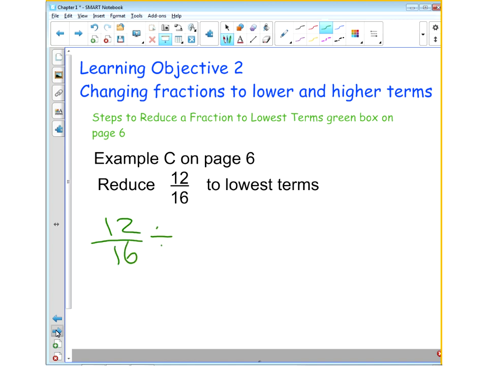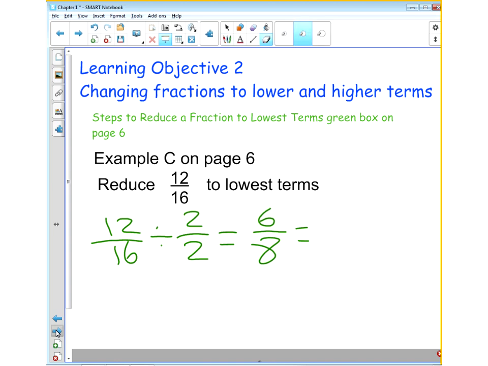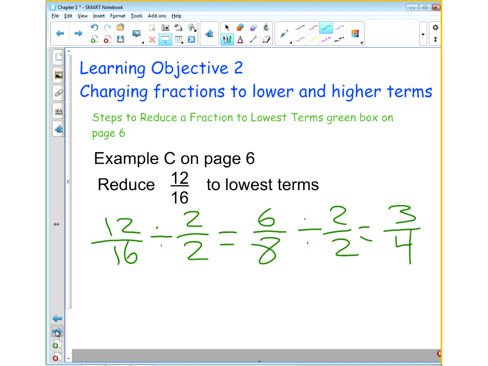So I'm going to take 12/16 and divide both sides by 2. Remember, whenever you do the numerator, you have to do the denominator. So 12 divided by 2 gives me 6. 16 divided by 2 is 8. Well, they're both still even numbers, so I can divide them again by 2. 6 divided by 2 is 3. 8 divided by 2 is 4. So reducing 12/16 down to the lowest terms is 3/4.